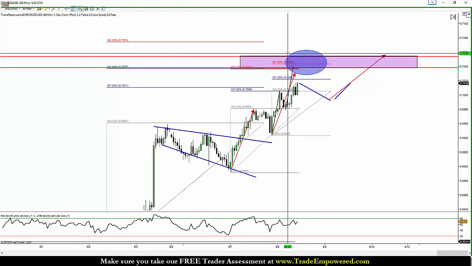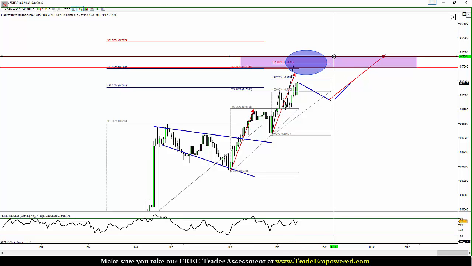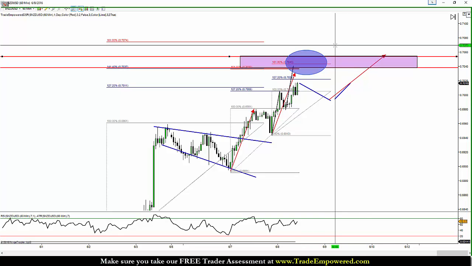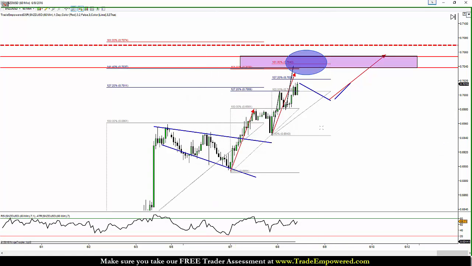So let's just say the 70s is where stops need to go. And again, these are just guesstimations. The next question you have to ask yourself is, okay, if I'm going to enter a trade up here, then where am I looking for targets at? So how about you guys find some targets?